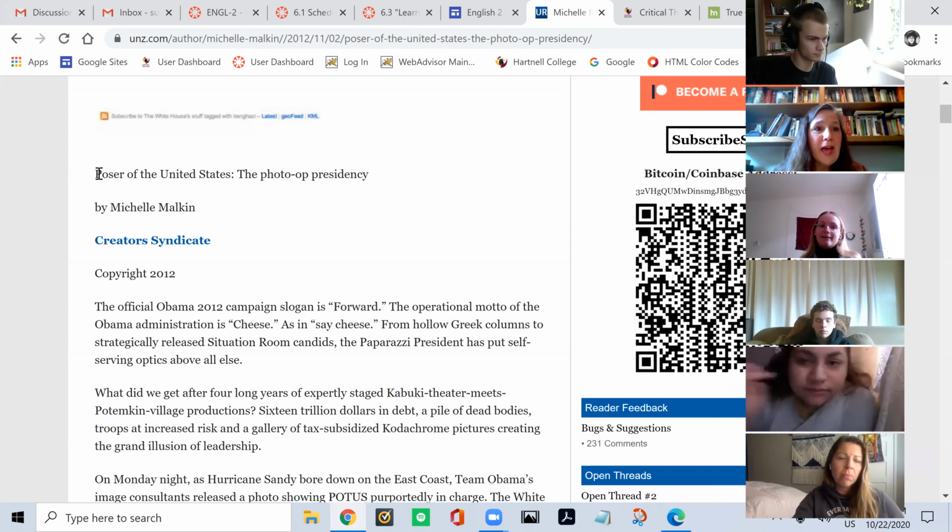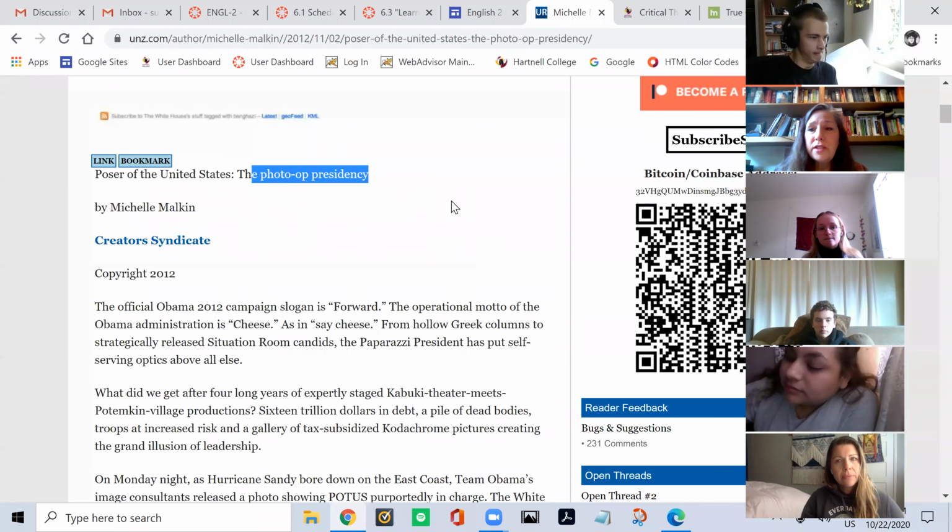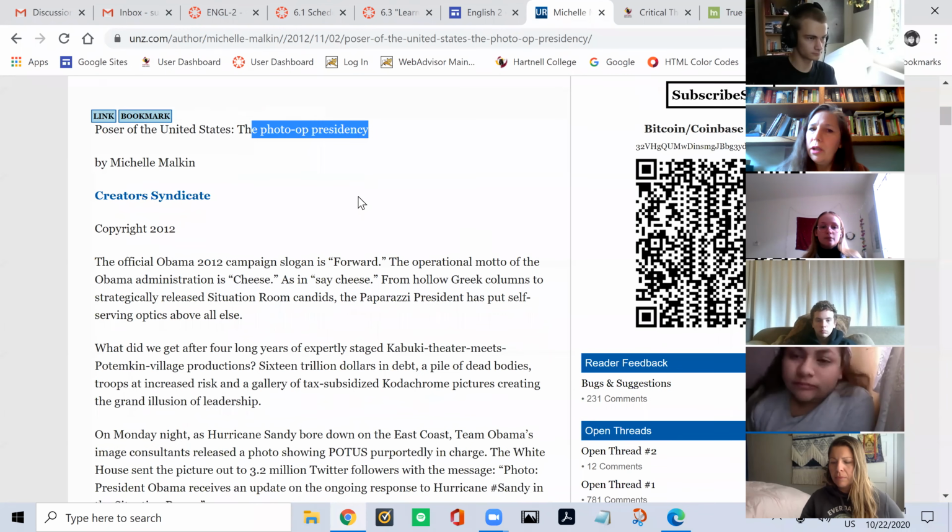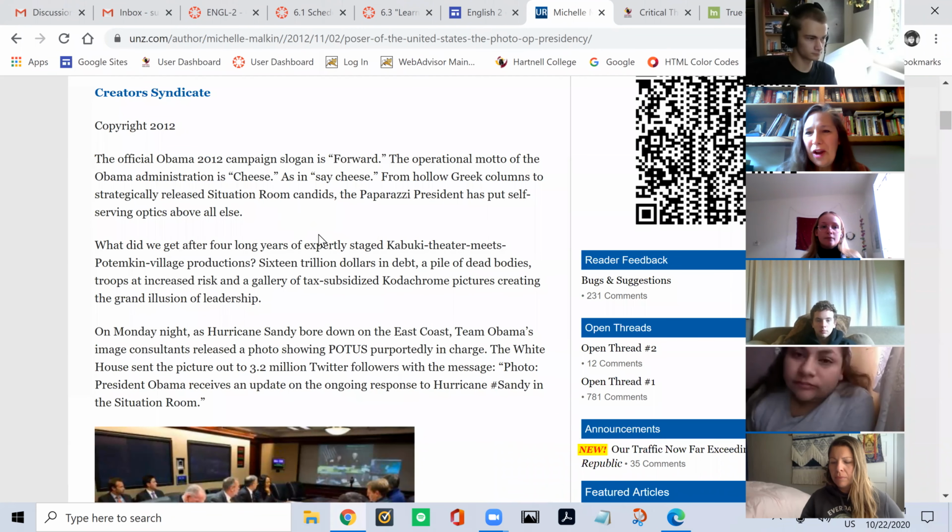Okay, is she being flattering? No. A poser is a person who doesn't do a real thing. A poser just poses doing that thing, right? The photo op presidency. So right there in the title, she is conveying an attitude towards Barack Obama. She's saying he's a fake president. All he's concerned about is getting his picture taken. And that is all over the rest of these paragraphs.